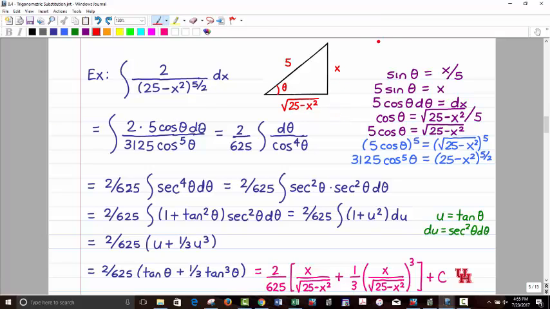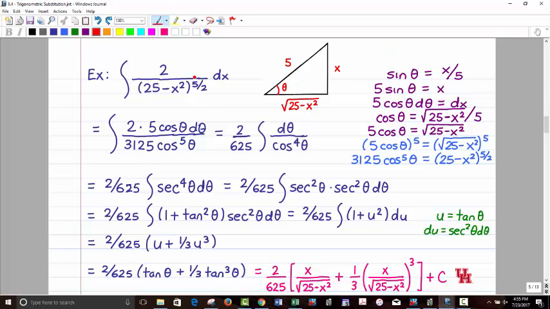So let's build us the trig functions based on that triangle. We need x to get dx. Sine of theta is x over 5, so x equals 5 sine theta. Therefore, dx will be 5 cos theta d theta, so that takes care of the dx. Now we're going to get that radical. Cosine of theta is the radical over 5, so 5 cosine theta equals this radical term.